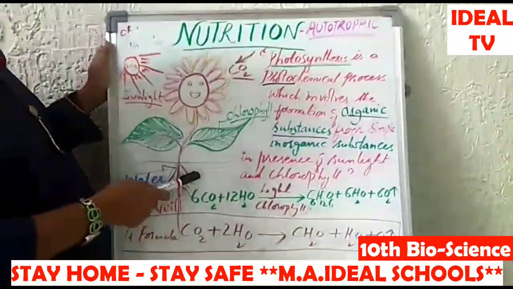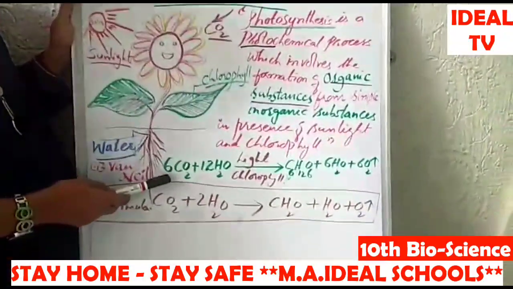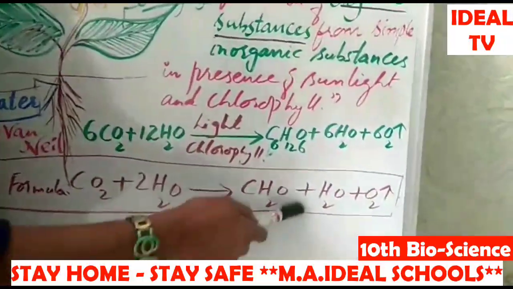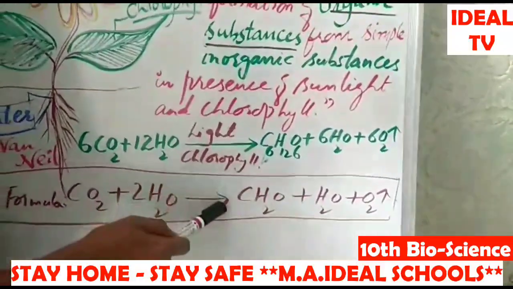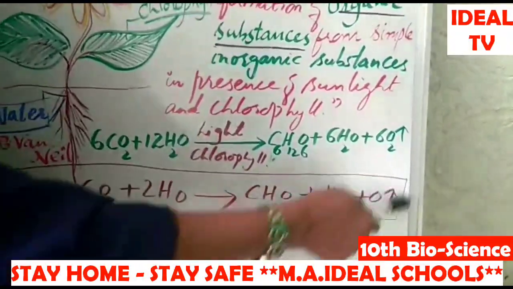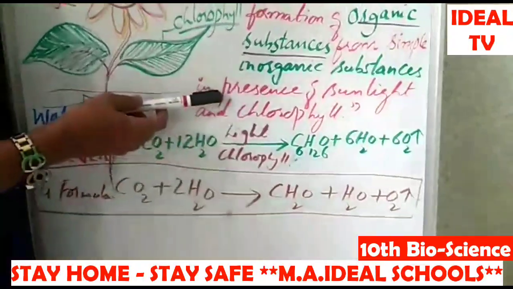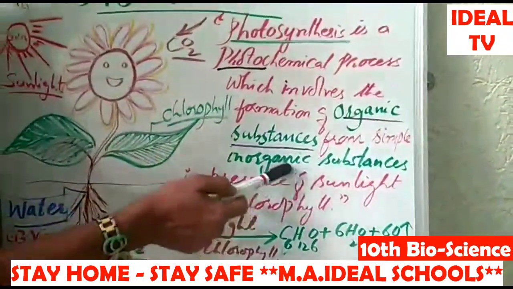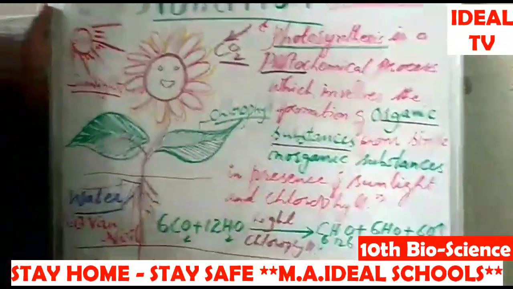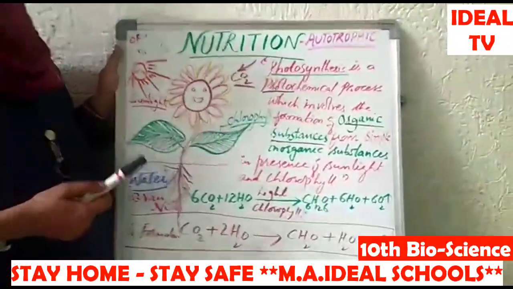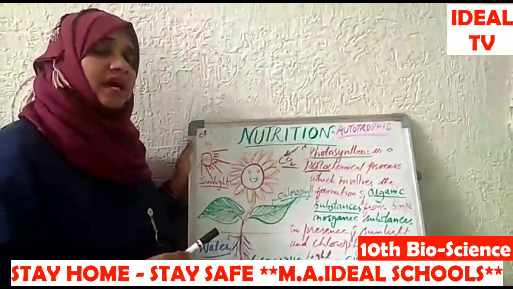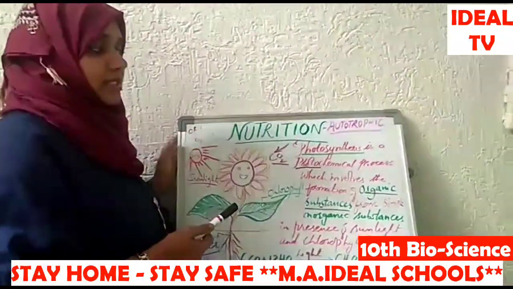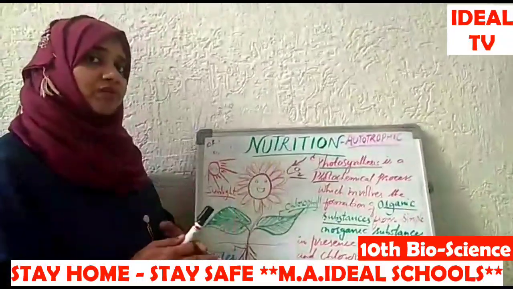This can be better given by an equation like this: carbon dioxide plus water gives a general compound which is called carbohydrates, plus water and oxygen. Here in the definition, you have two difficult terms, organic substances and inorganic substances. Organic substances are those substances which contain carbon in them, while inorganic substances are other than the carbon containing compounds. So these two different substances are involved in the process of photosynthesis.